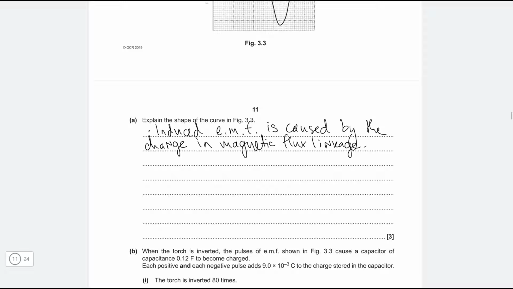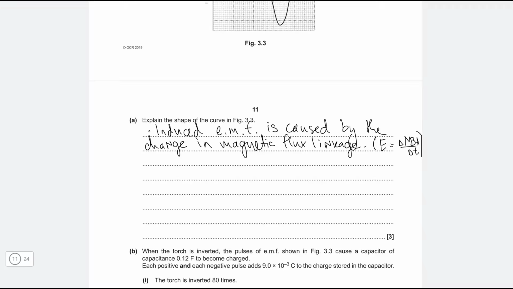This is essentially due to Faraday's law, which says that the induced EMF is proportional to the rate of change of magnetic flux linkage. For those of you guys that don't remember the law, it says that our induced EMF, let's call that E, is equal to the rate of change of magnetic flux linkage, like so.